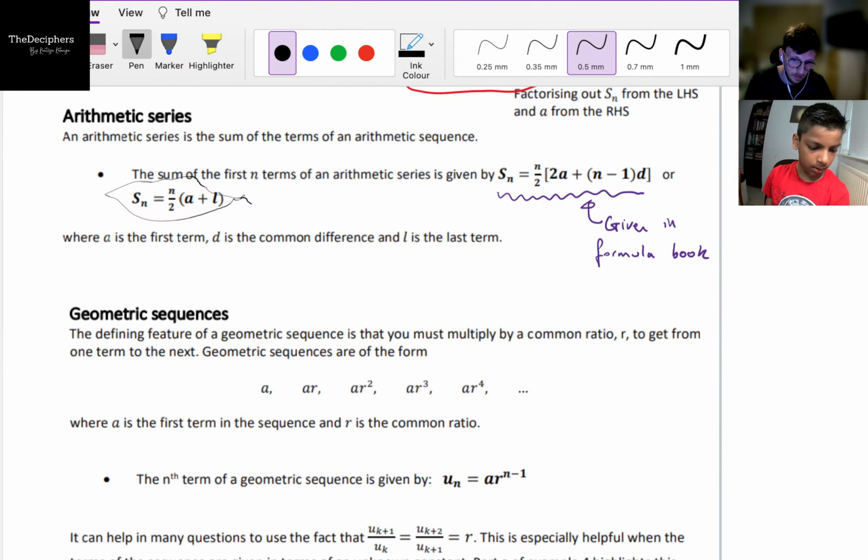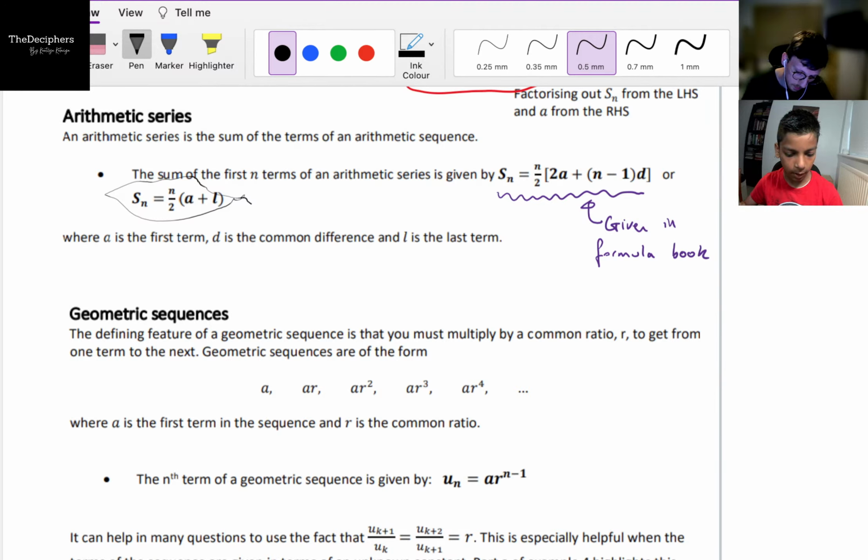So the defining feature of a geometric sequence is that you must multiply by a common ratio r to get from one term to the next. Geometric sequences are of the form a, ar squared, ar cubed, and then ar to the power of 4, where a is the first term in the sequence and r is the common ratio.